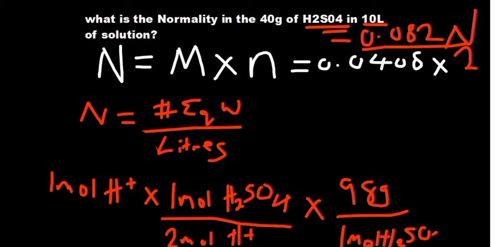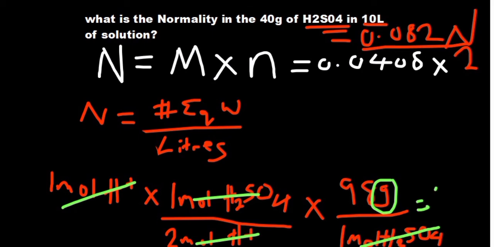Okay, so we have this cancelling out, and we remain with grams there. So we can get a calculator and multiply. So we have 98 divided by 2, approximately 49 grams. Yeah, 49 grams.